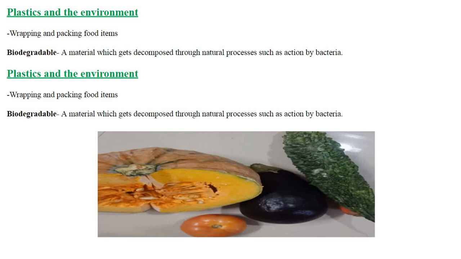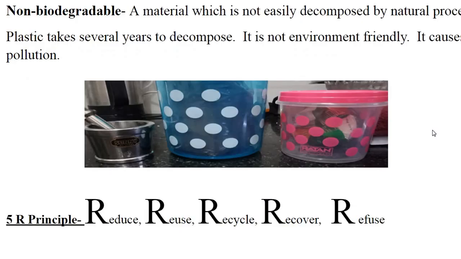So why is plastic considered dangerous? There are mainly two types of substances, that is biodegradable and non-biodegradable. Then what is meant by biodegradable? Biodegradable means a material which gets decomposed through natural processes such as action by bacteria. Like vegetable waste, if you dispose of vegetable waste somewhere, after some time you can see it decaying with the help of bacteria. And suppose you are disposing of plastics somewhere, can you see it decomposing automatically? No, because it is non-biodegradable.